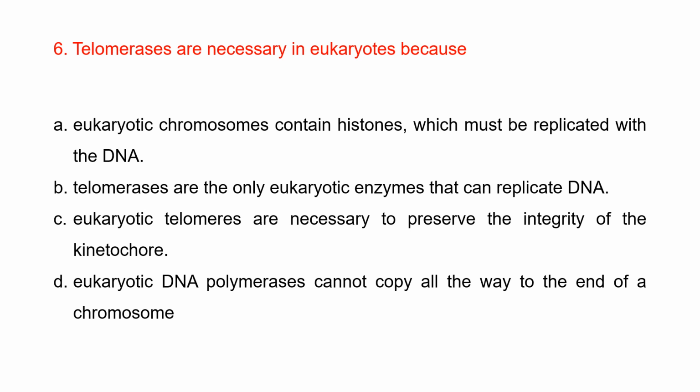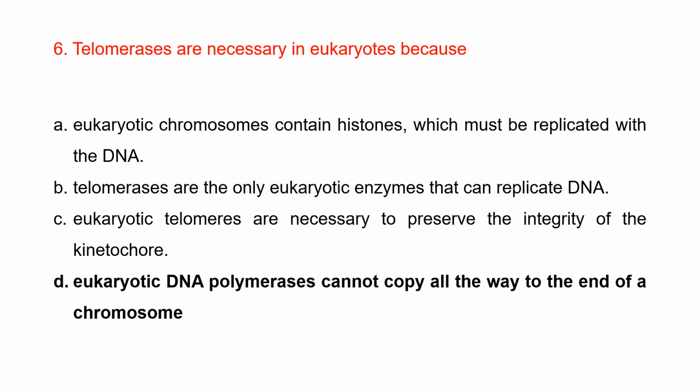Number 6, telomerases are necessary in eukaryotes because, letter A, eukaryotic chromosomes contain histones, which must be replicated with DNA. B, telomerases are the only eukaryotic enzymes that can replicate DNA. C, eukaryotic telomeres are necessary to preserve the integrity of the kinetochore. Or D, eukaryotic DNA polymerases cannot copy all the way to the end of the chromosome. The answer is D, eukaryotic DNA polymerases cannot copy all the way to the end of the chromosome.